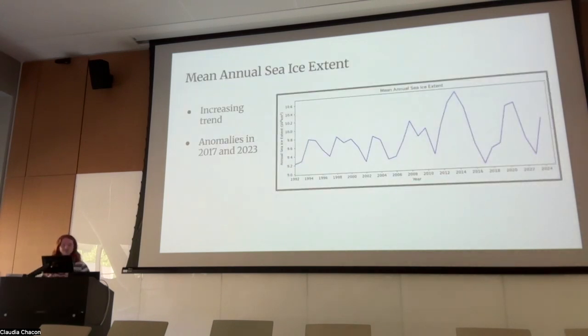This first graph shows mean annual sea ice extent, again being regions with at least 50% sea ice coverage. This graph measures sea ice extent in millions of kilometers squared on the y-axis, and on the x-axis you have the year. It can be seen that there has been overall an increasing trend in sea ice extent, with a few anomalies in 2017 and in 2023 that stand out.